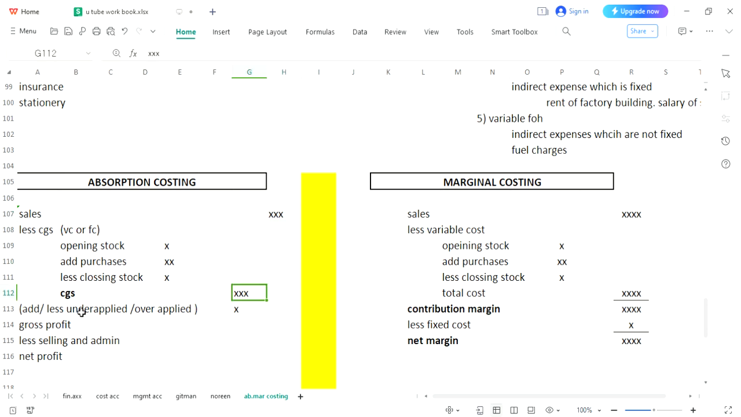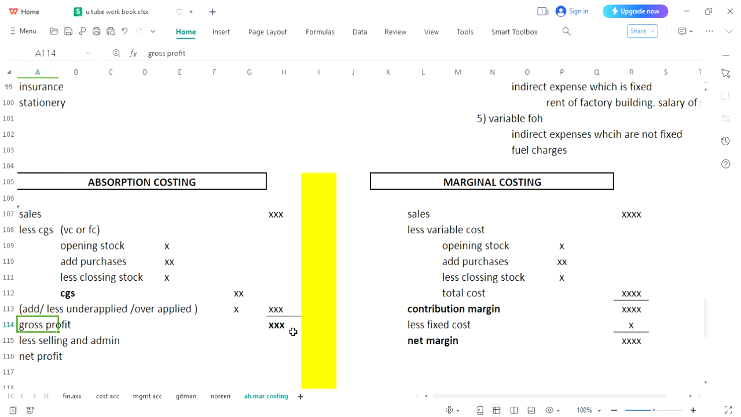And what you will do, you will write your cost of goods sold over here, and then you will add or less your under applied FOH. Finally, you will write your final cost of goods sold over here, and then the difference of cost of goods sold and sales would be written over here. This would be your gross profit.